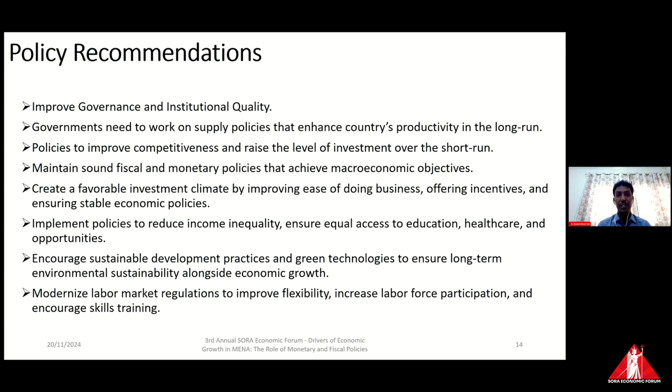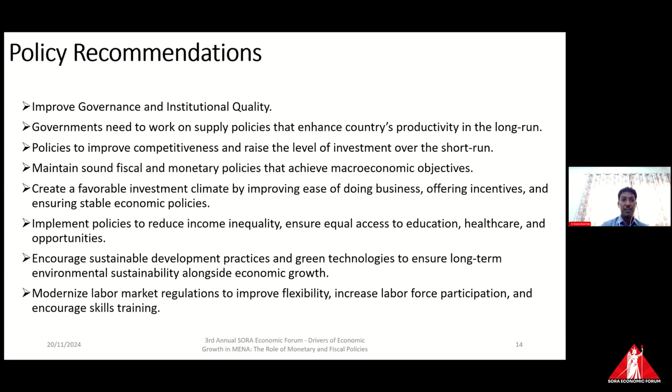Try to implement policies to reduce income inequality and to enhance the equality of income and ensure equal access to education, health care and opportunities as well. Try to maintain sound fiscal and monetary policies that achieve the core macroeconomic objectives and create a favorable investment climate.